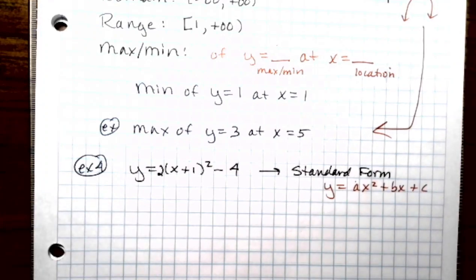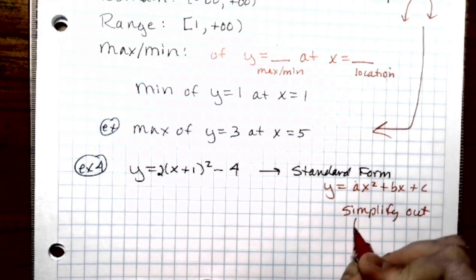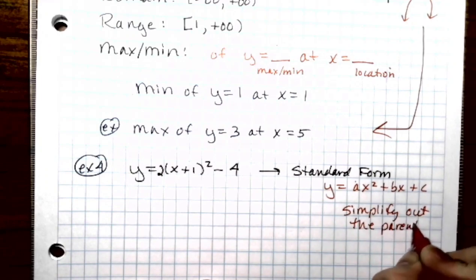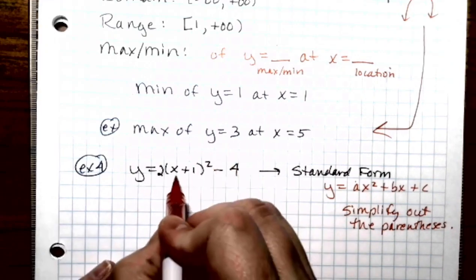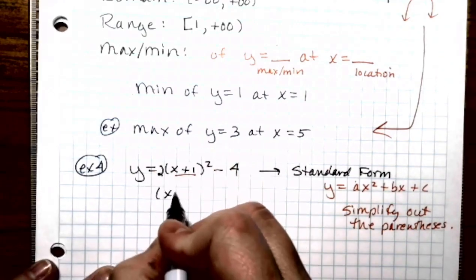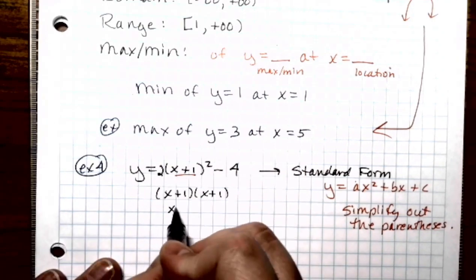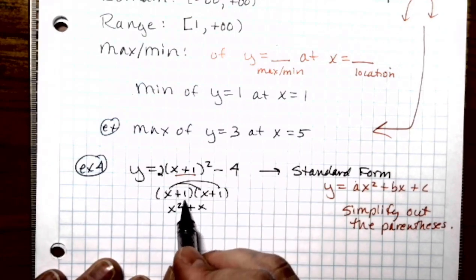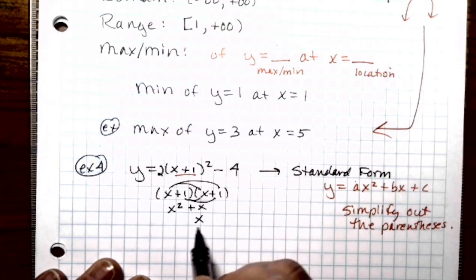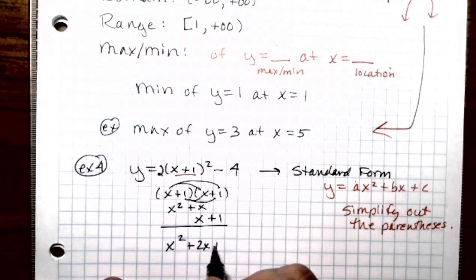So basically what you're going to do is simplify out the parentheses. Now, you can't distribute this 2. You've got to do this part first. You're going to multiply x plus 1 times x plus 1, which is, let's see, x times x is x squared. X times 1 is x. Now distribute the next number. 1 times x is x. 1 times 1 is 1. This is why we practiced multiplying together when we were factoring. Add those up, x squared plus 2x plus 1.